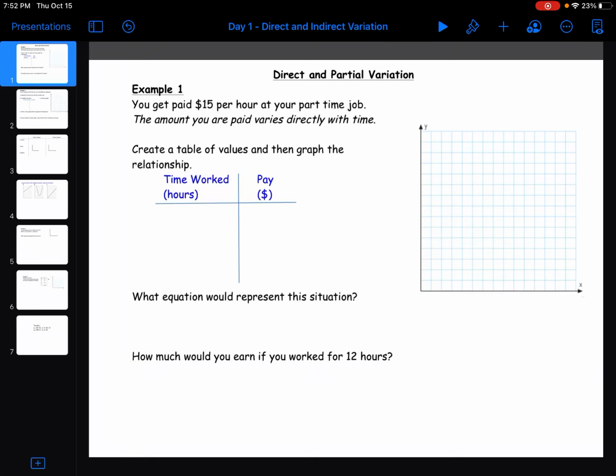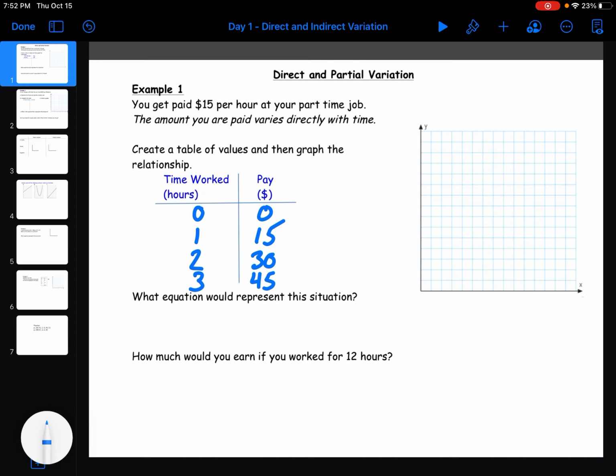Direct and partial variation. When we're looking at this, we're talking about graphs and how the variation in a graph actually applies to the situation. If you get paid $15 an hour at your part-time job, the amount you get paid directly varies with time. If I work 0 hours, I get $0. If I work 1 hour, I get $15. If I work 2 hours, I get $30. 3 hours, $45, and so on.